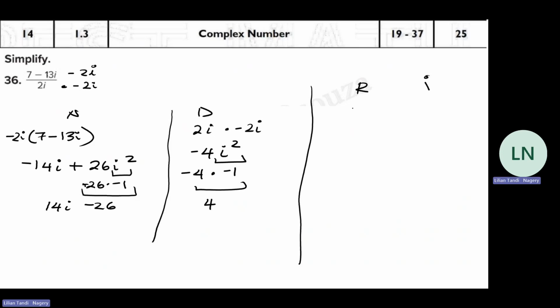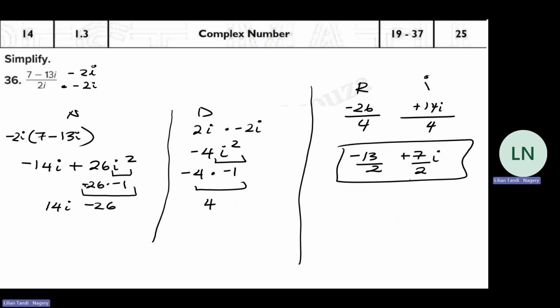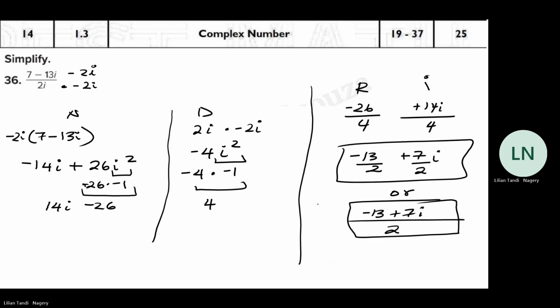Then now write your answer, the real part and the imaginary part. The real part will be negative 26 over 4. The imaginary part will be positive 14i over 4. When you simplify this, you should get negative 13 over 2 plus 7 over 2 i. Okay? And you can box it here, or it can also be written as negative 13 plus 7i over 2.